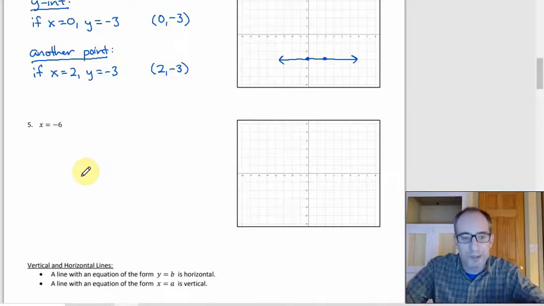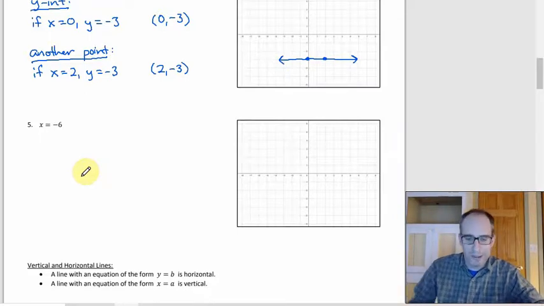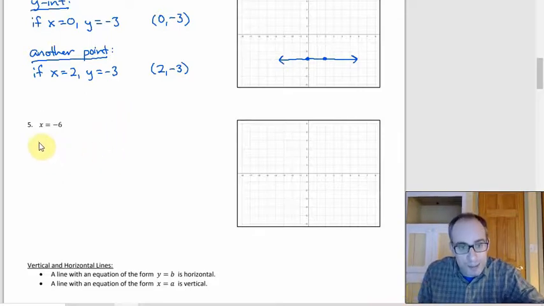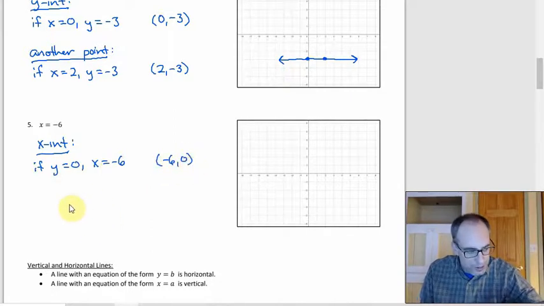That is absolutely true. Here you could get the x-intercept, but you wouldn't be able to get the y-intercept, right? Because you couldn't set x equal to 0 because, like it says here, x is always negative 6. But you could get an x-intercept, so we can do that. So x-intercept. And basically what we've got here is that if y equals 0, then x is negative 6. So our point is negative 6, 0. And then we're going to need another point.